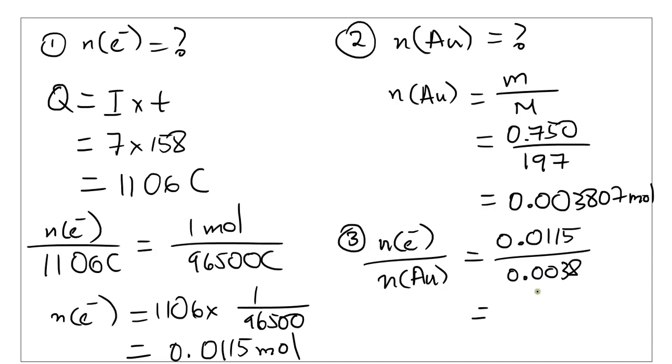So you're going to get a ratio of very close to 3, and that's saying that the charge of the gold ion is 3, or is Au 3+, or charge is 3 plus. Not positive 3, 3 positive. There's a difference between charge and oxidation number. That's it.